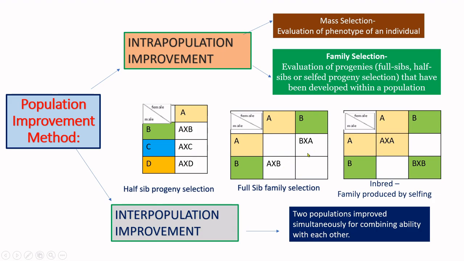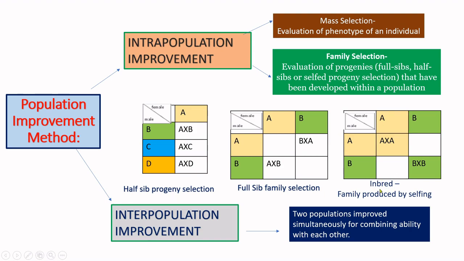It is all the same as B and A, but the performance may be different, because in certain cases there are reciprocal differences, and then their performance will be different. So selection of individuals based on such reciprocal differences is called full sib family selection. In this case, selection is based on progenies formed by crossing several lines, some acting as female parents and some as male parents, in a biparental manner.